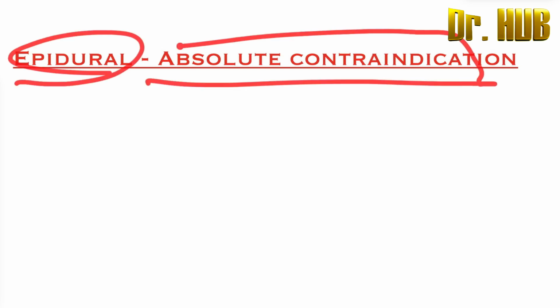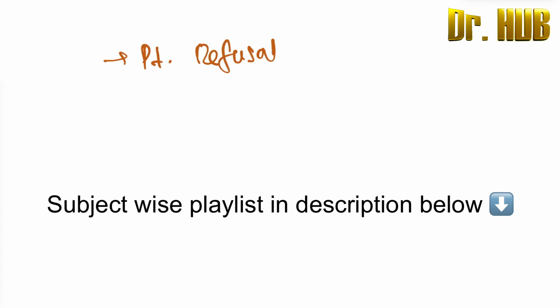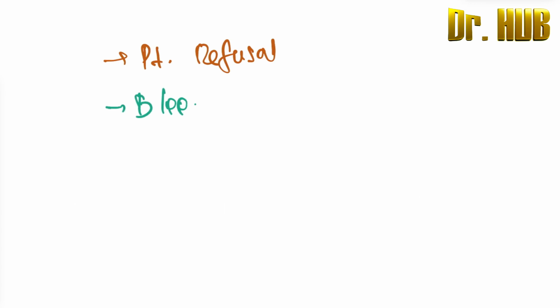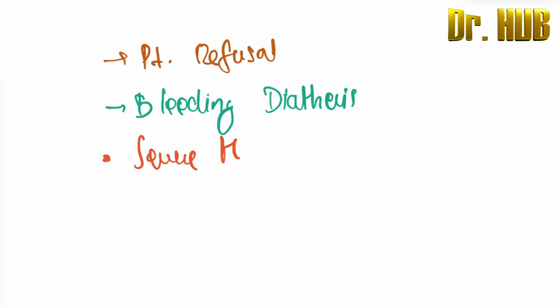Epidural and its absolute contraindications. So what does it include? First is the patient's refusal. The second is bleeding diathesis. Next is severe hypovolemia. So there's patient refusal, there's bleeding diathesis, there's severe hypovolemia.